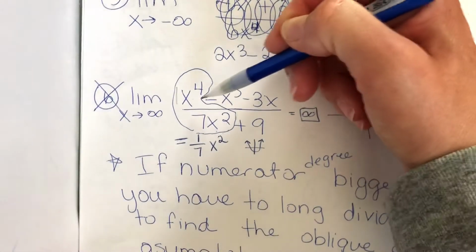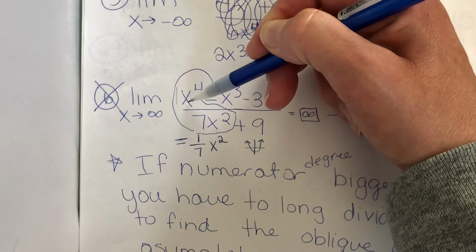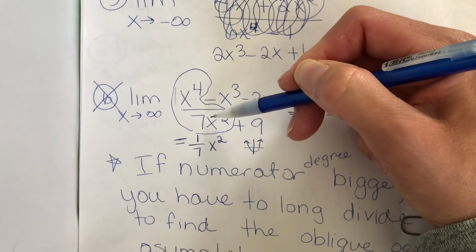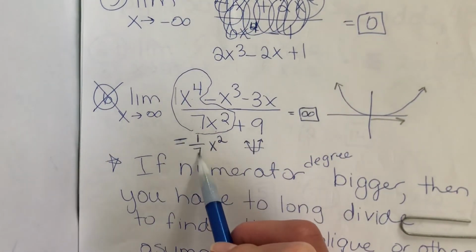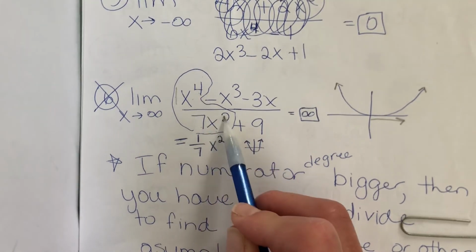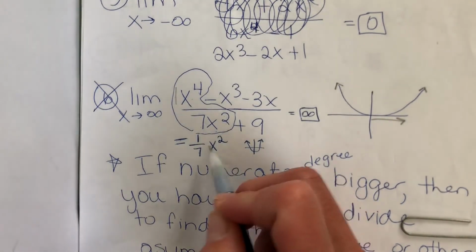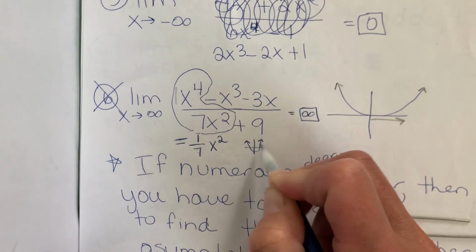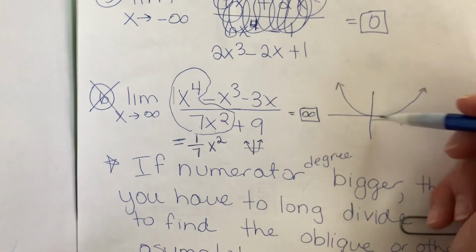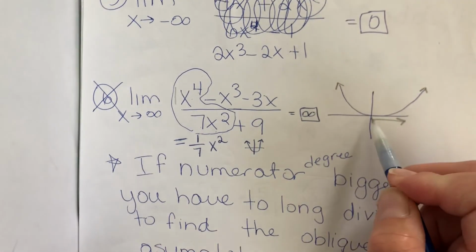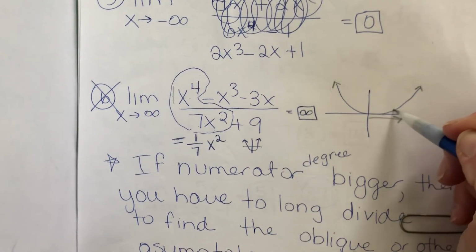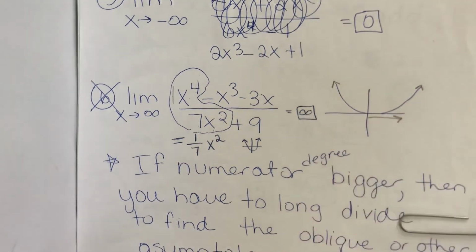So the leading terms would be 1x to the fourth over 7x². If I reduce these terms, I have 1/7, got it, x to the fourth over x². When you divide, you subtract exponents to get x². So that makes a parabola, okay? It looks something like this over here. So this is what you look at, the end behavior of this parabola. And as x approaches infinity, as we go right, where does the graph go? It goes up to infinity. Therefore, that's your answer.